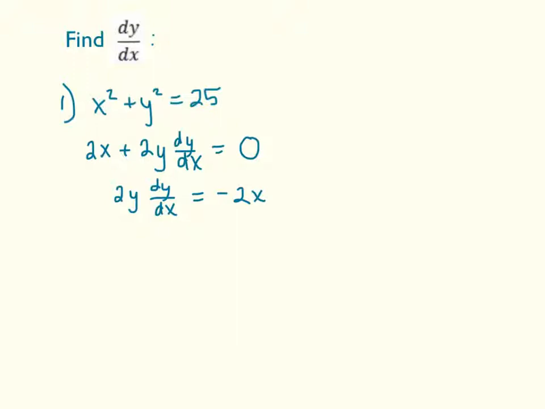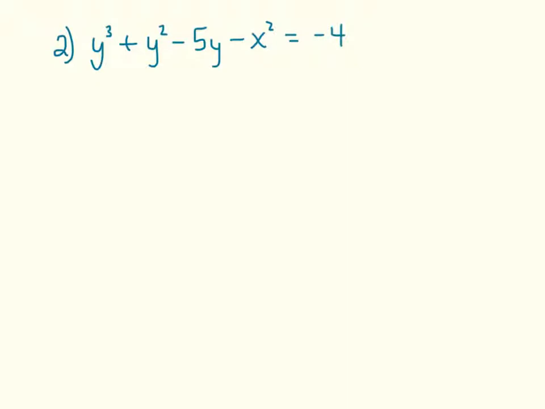So in order to solve for this, I would divide both sides by 2y, and so dy/dx is equal to negative 2x divided by 2y. The 2's obviously cancel, and so we get negative x over y. And that's our answer for that first one.